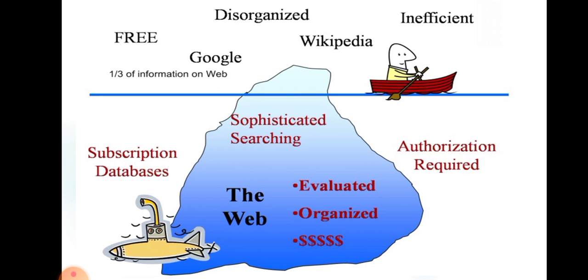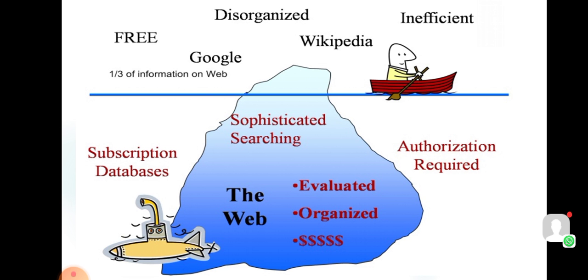As we see in this diagram, on the surface web we get access through search engines, free of cost. Most of Wikipedia and similar information is available in the surface web, as you can see in the diagram. But that information is inefficient to get, because it is not properly organized. That means it is disorganized, even if you use an index to get such information.